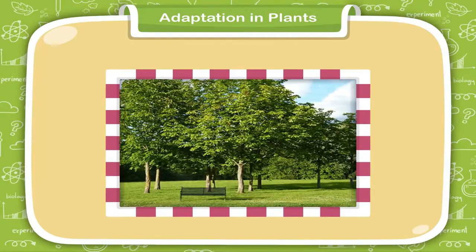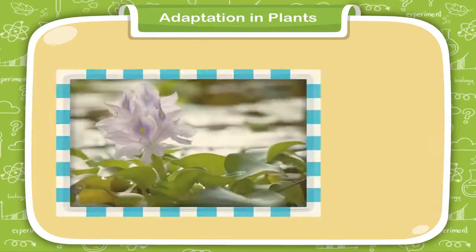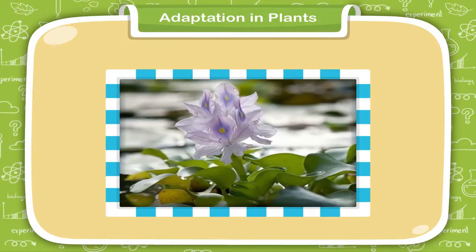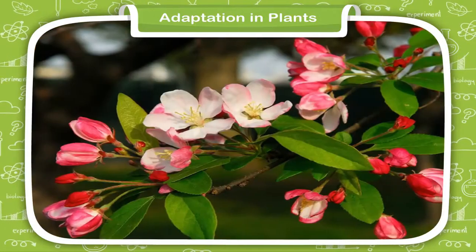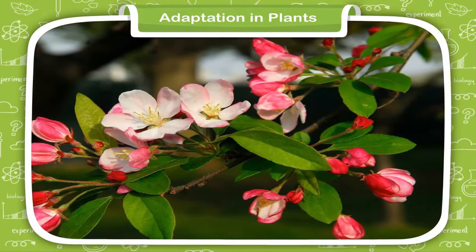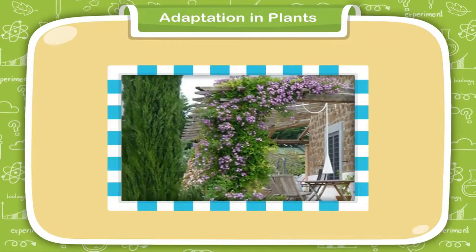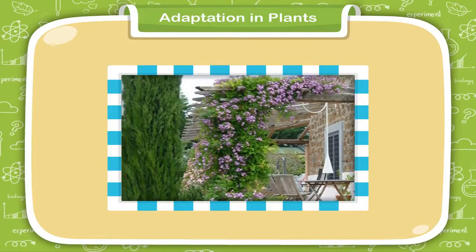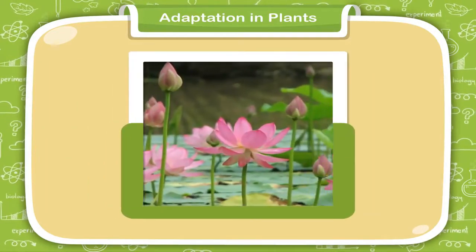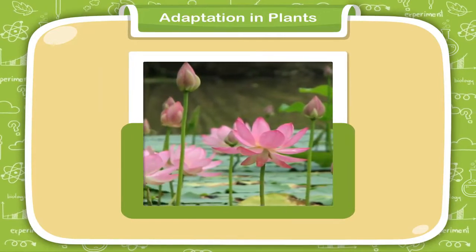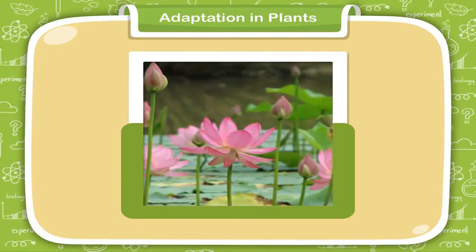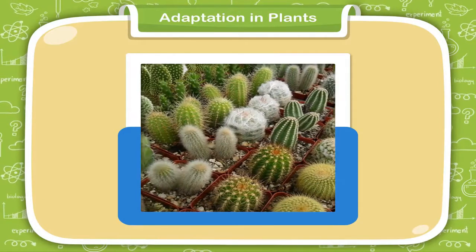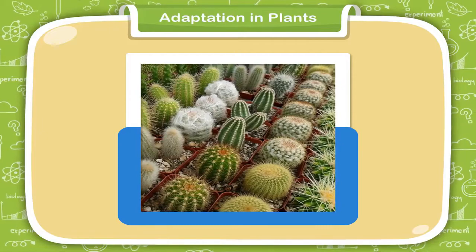Some plants grow on land, while some plants grow in water. To suit the climate of a place, plants change themselves. The special characteristics that enable plants to grow and survive in a particular environment are called adaptations. For example, the lotus plant has adapted itself to grow and live in ponds. A cactus plant grows in deserts. It has adapted itself to store water.